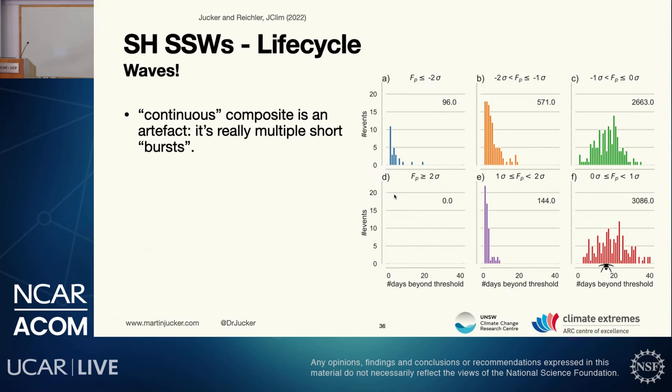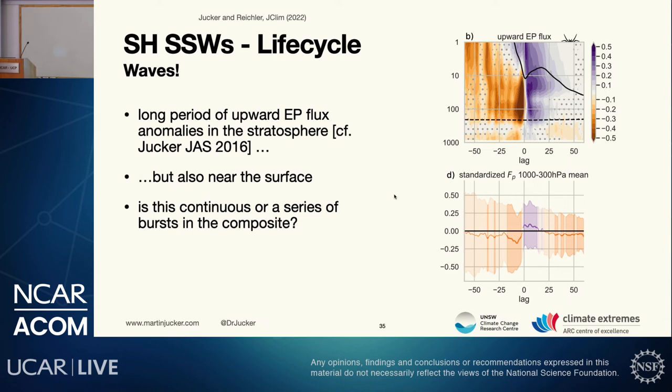Yes, Rhonda, please. In the previous slide, if you go back one, those are anomalies with respect to the seasonal climatology? Yes, that's right. Composited according to the events? Yes. Okay. Correct. So you are having a period of anomalously high EP flux going into the event, where it's not continuous, but rather a bunch of bursts. Exactly. Yeah, that's exactly right.